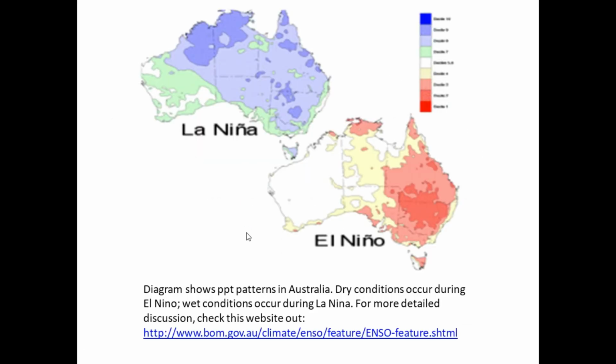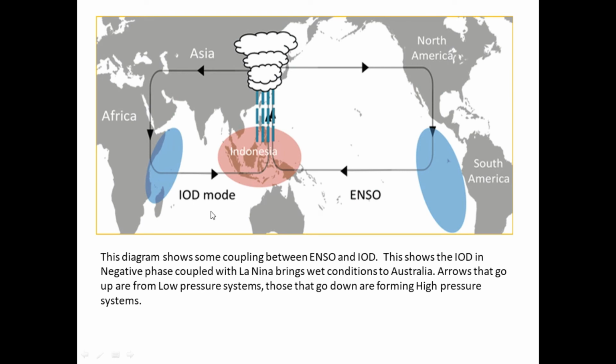And I showed this earlier, but this is just to reiterate that Australia is wet during La Nina and dry during El Nino. So IOD is negative here, IOD is positive here. Now, I wanted to put in this diagram to show you the coupling between ENSO and the IOD. It shows the IOD in the negative phase, right? Cooler western waters here, warmer with the low pressure here, so you're going to get more precipitation.